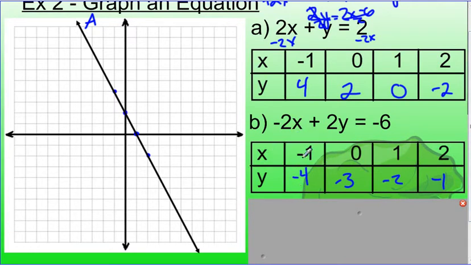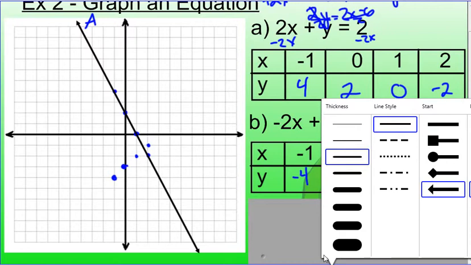So let's graph this now. We have our 4 xy pairs, our 4 points. We're going to graph them here someplace. So let's see. Negative 1, negative 4. 0, negative 3. 1, negative 2. Sideways 1, up and down to negative 2. And lastly, 2, negative 1. Sideways to 2, down to negative 1. So we see the line.